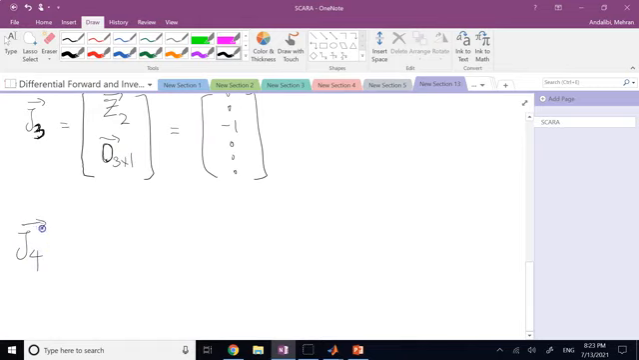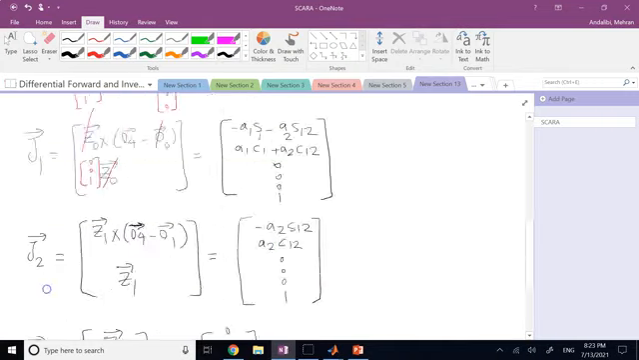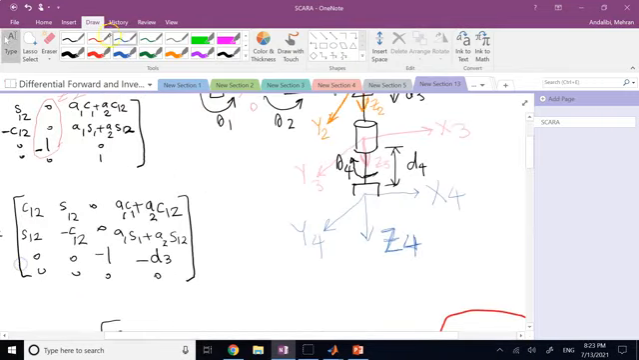And then J4, again, that's rotary. So you need Z3 cross O4 minus O3, and Z3. And again, you go and look at Z3 and O3. You go to T3, and this is your O3, and this guy is your Z3. Okay, so Z3 is clear.